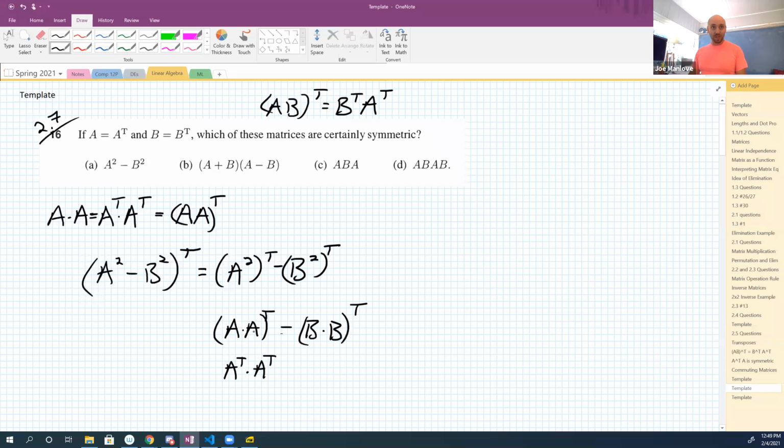So that's A transpose times A transpose. It's hard to tell, but those A's switched order there, right? And then I've got minus B transpose B transpose. Again, those B's switched order there. And then this is A times A minus B times B. So that's A squared minus B squared. Okay. Yep. Check. A is definitely symmetric. B is probably a little harder.